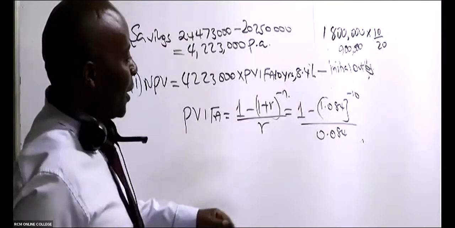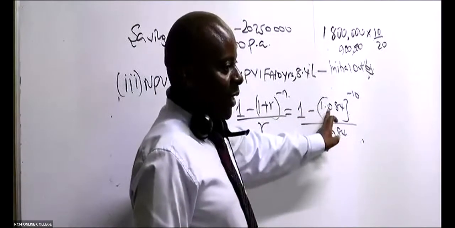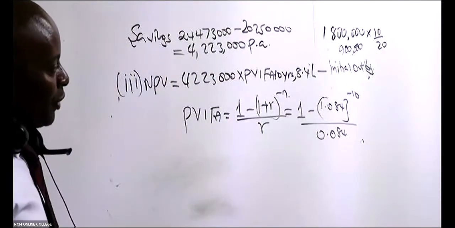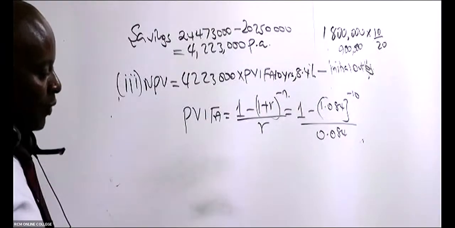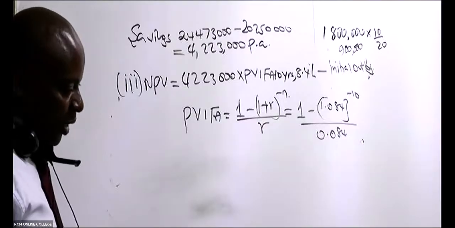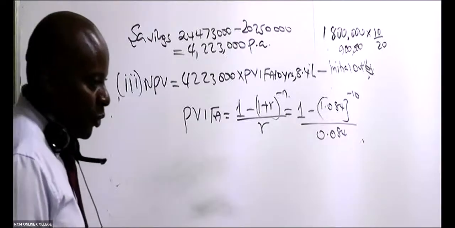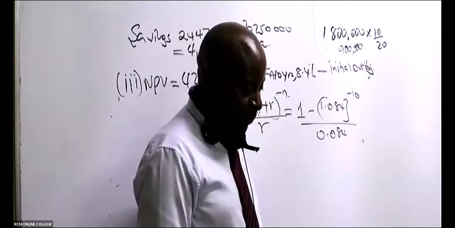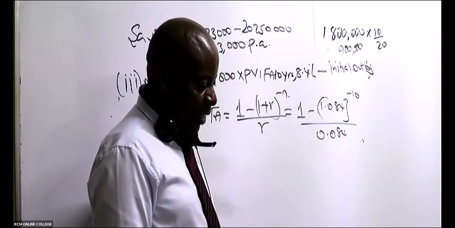Be very careful with this. So 1 minus 1.084 raised to negative 10. Whatever answer I get, I will come and divide this by 0.084. So tell us, what are we able to get at the end of the day?